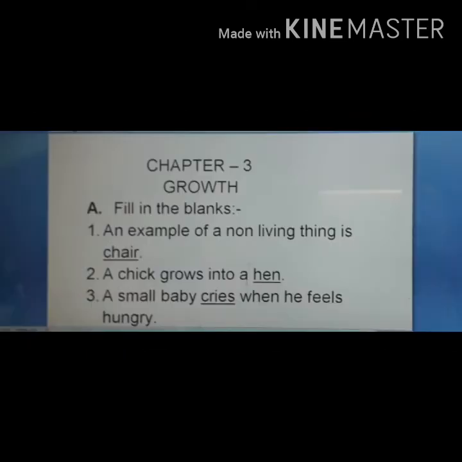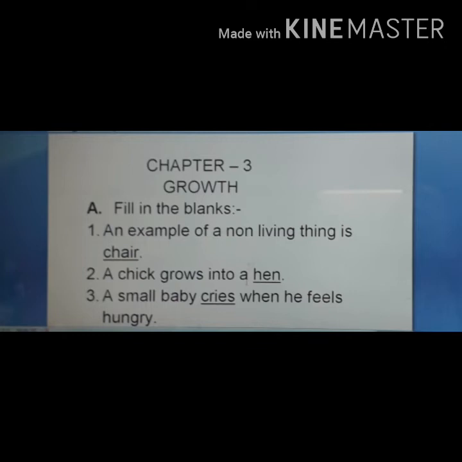Students, here's some exercise for you. Write down and learn them. I will read them out for you. Exercise A. Fill in the blanks. Number 1. An example of a non-living thing is chair. Number 2. A chick grows into a hen. Number 3. A small baby cries when he feels hungry.